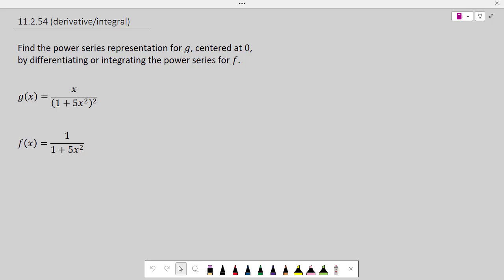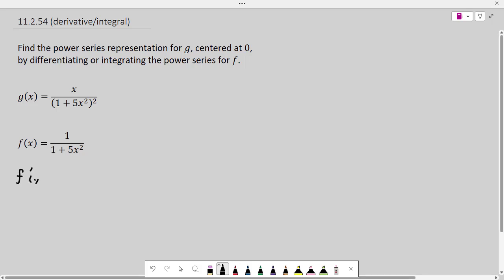Okay, so how do we get to g from f? Derivatives or integrals? Let's try. To get to g from f, we integrate, because this we know the power series for. That's just a modified geometric. Okay, that's a modified geometric. This one we know. So we want to get to g from f.